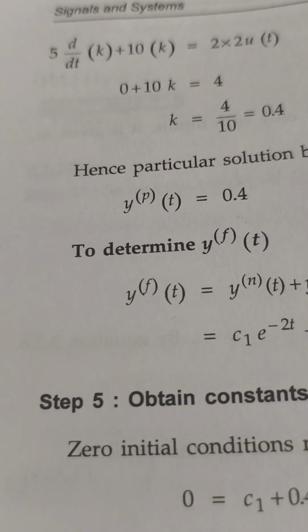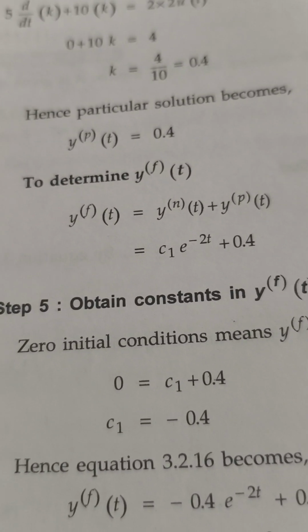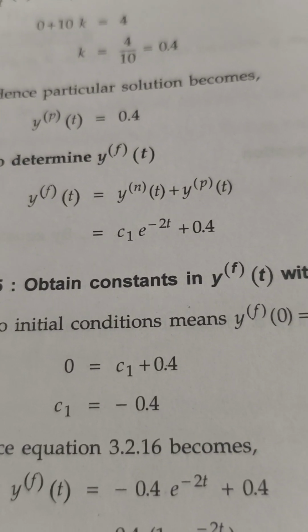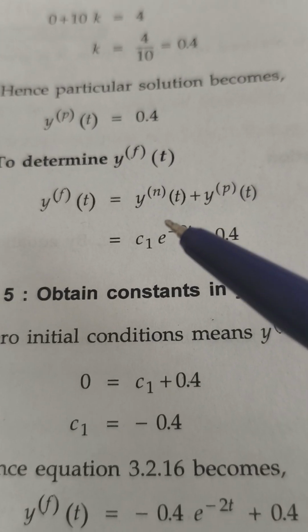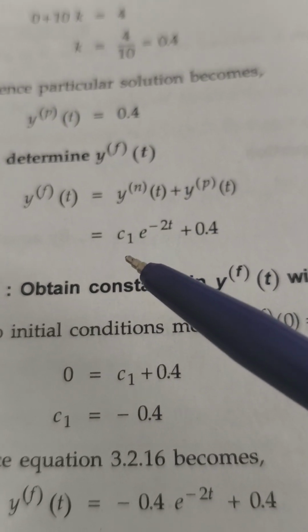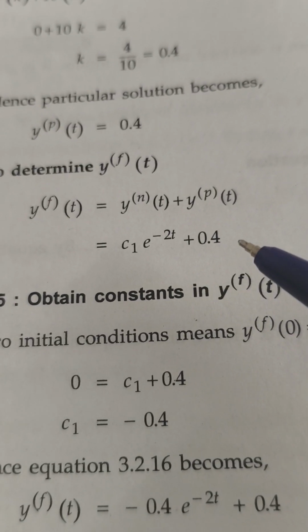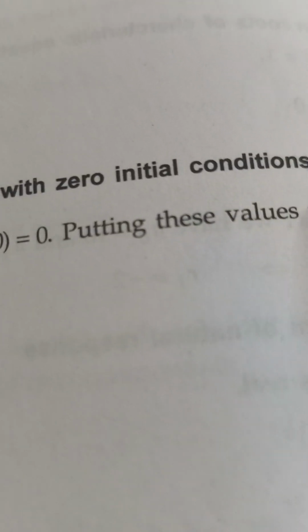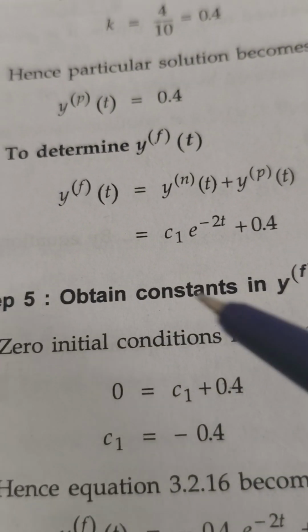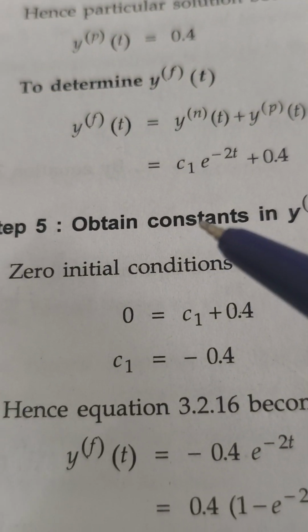Next, we have to find c1. We have to find c1 to determine y of t. y of t is equal to the natural response plus the particular response. We have already found these: that is c1 e raised to minus 2t plus 0.4. But we need to obtain the constant in y of t with zero initial conditions. We still have not found the value of c1, so we have to find it.